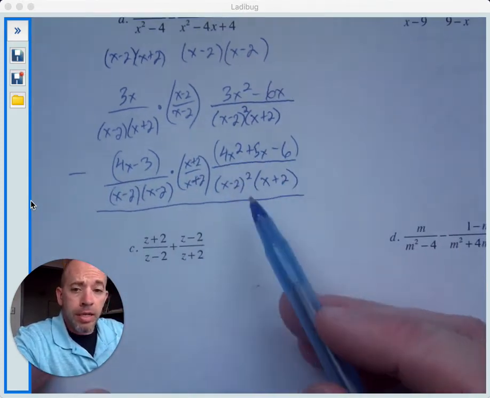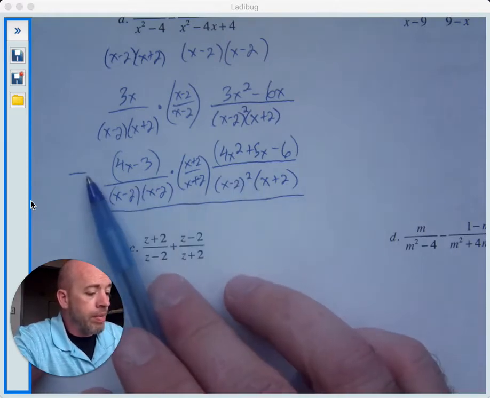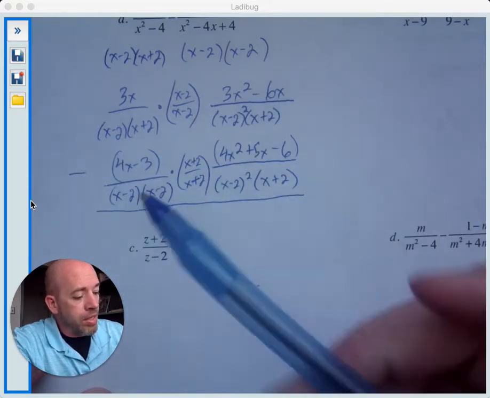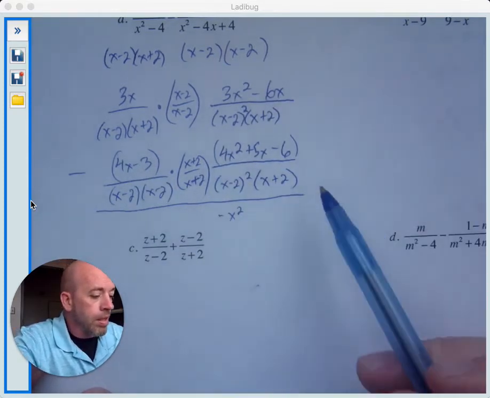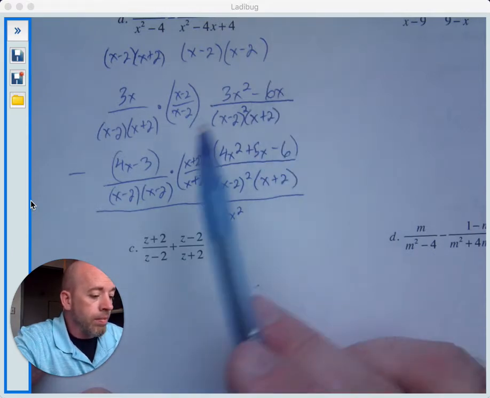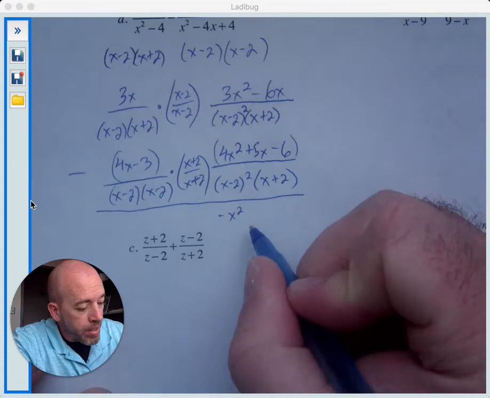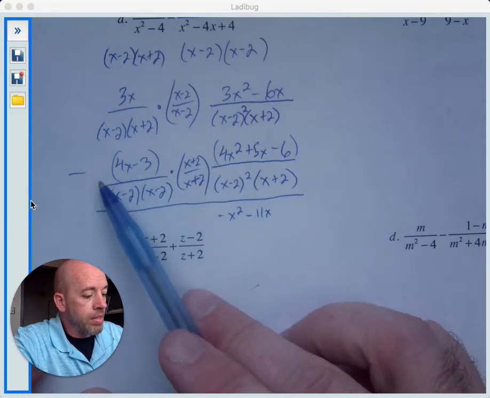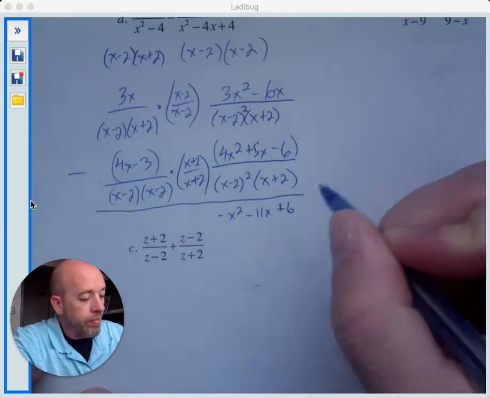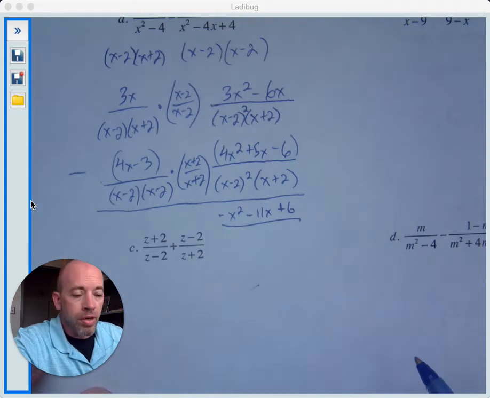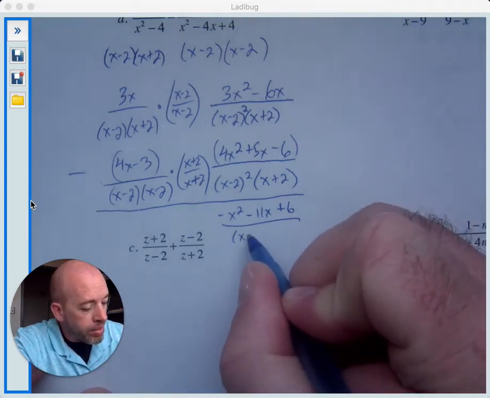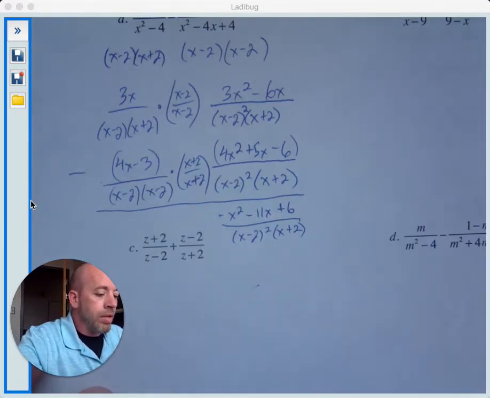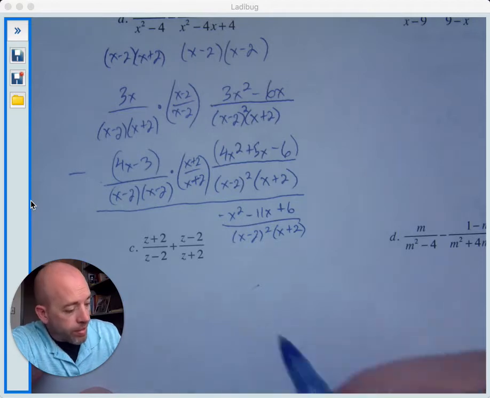Your denominators stay the same. So when we subtract, we have a minus that gets carried through all these. So 3x squared minus 4x squared is a negative x squared. Negative 6x minus 5x is minus 11x. And then we have nothing minus negative 6, which would be plus 6. So we have that expression over our common denominator of x minus 2 quantity squared times x plus 2. And I think we are in business here, right? So that's our answer.